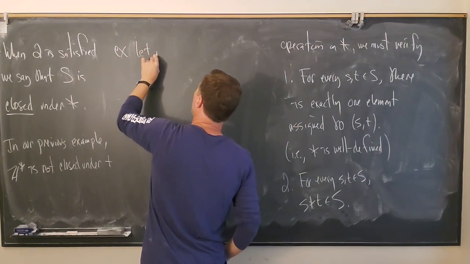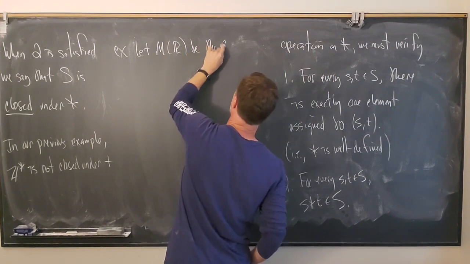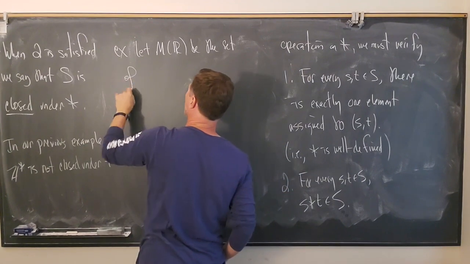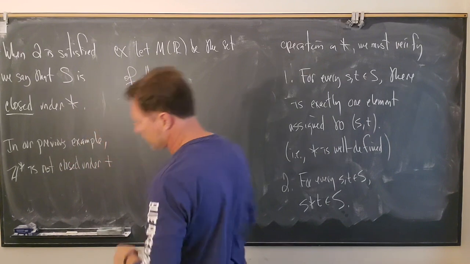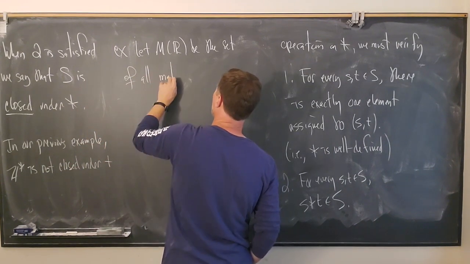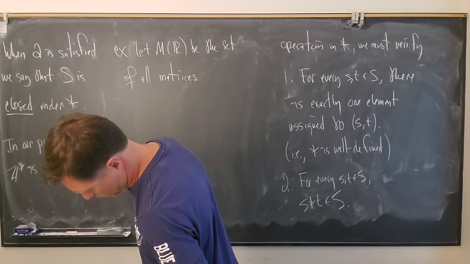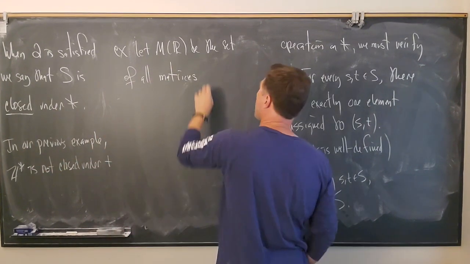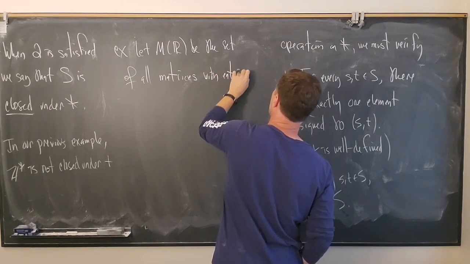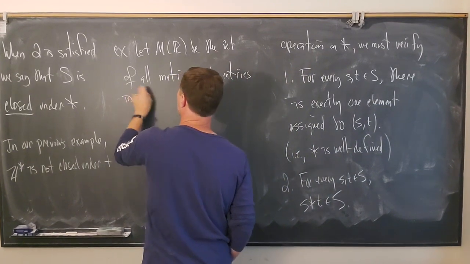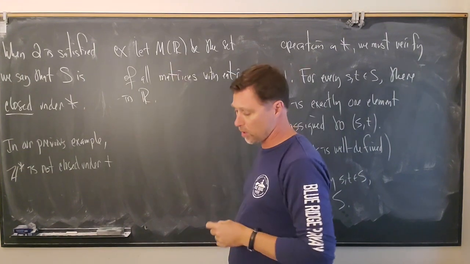So let M of R be the set of all matrices with entries in R. Okay, so take all possible matrices whose entries live in R.